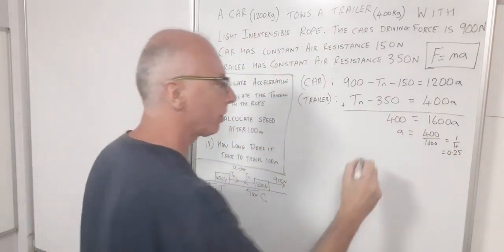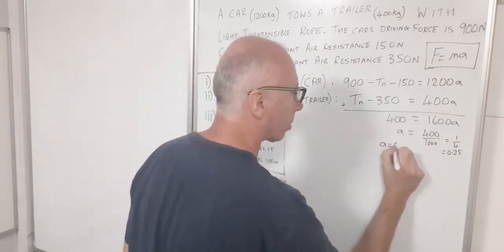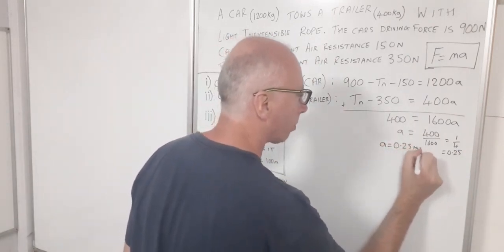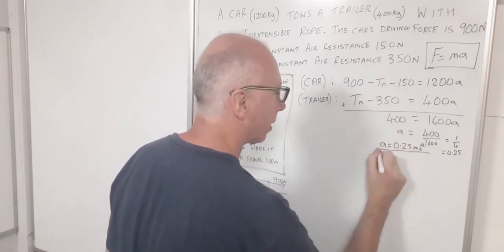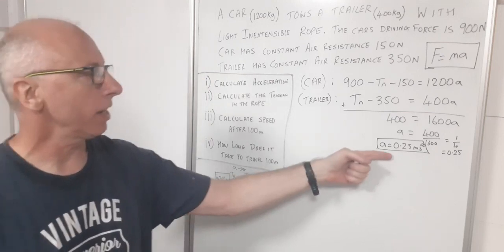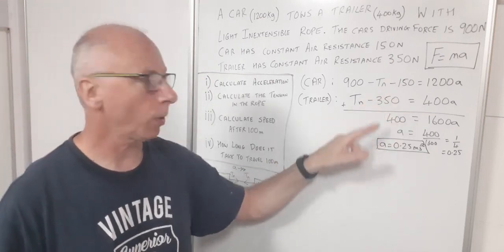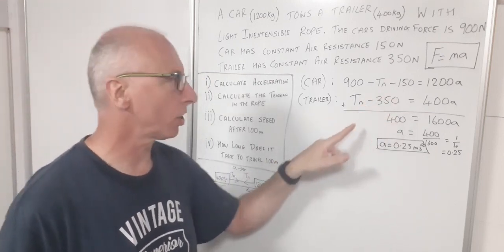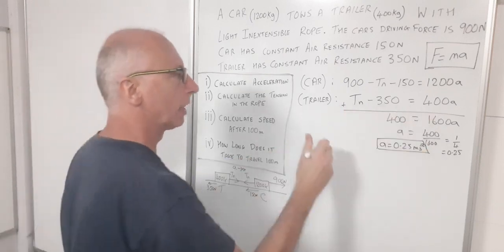So acceleration equals 0.25 meters per second squared. So that's my acceleration. Now, as I've got this, I can now plug that into one of these equations and solve for the tension. So let's use this one here.